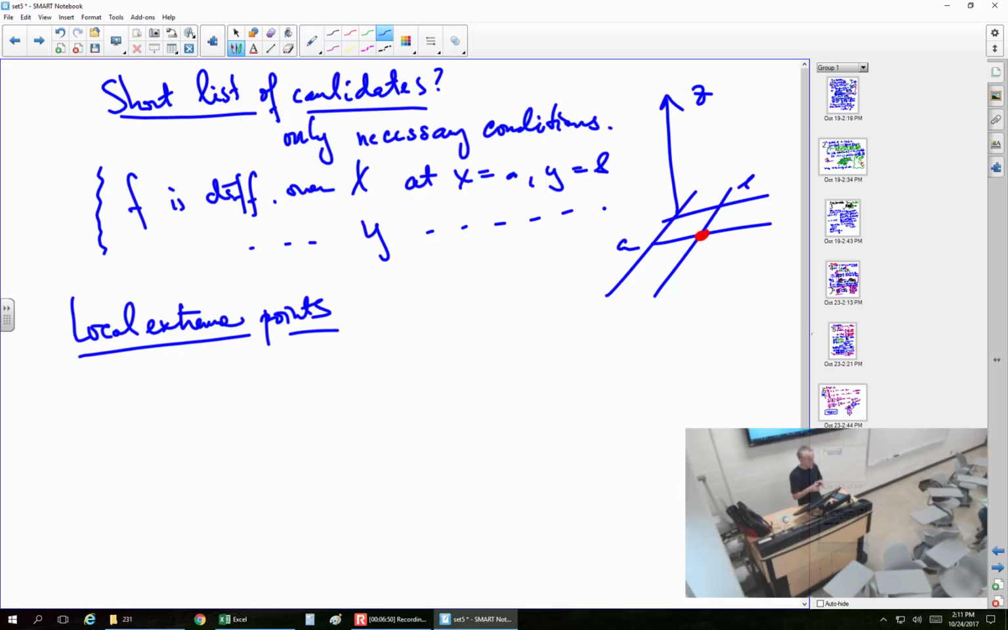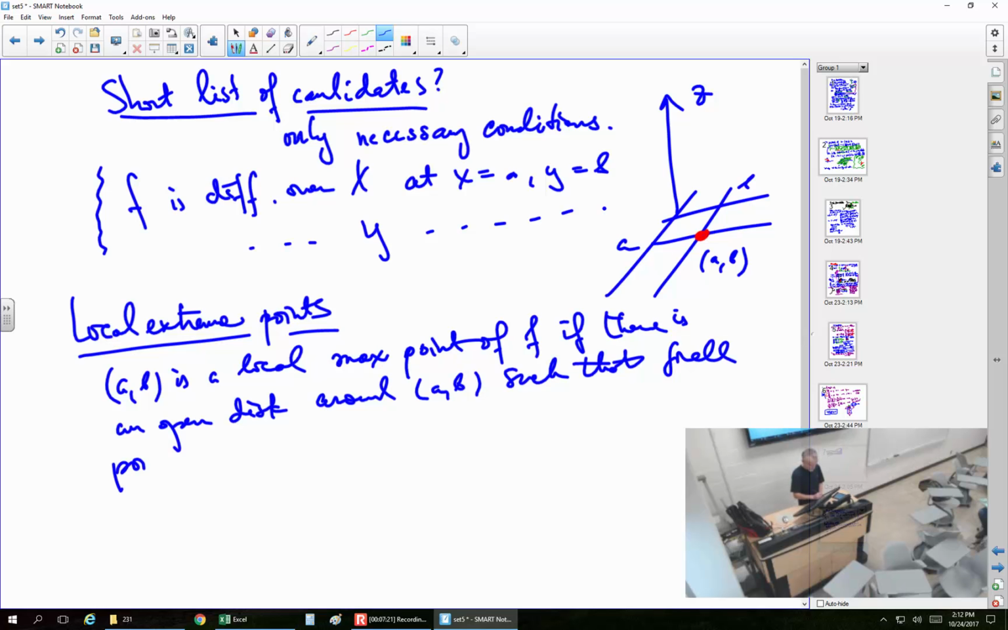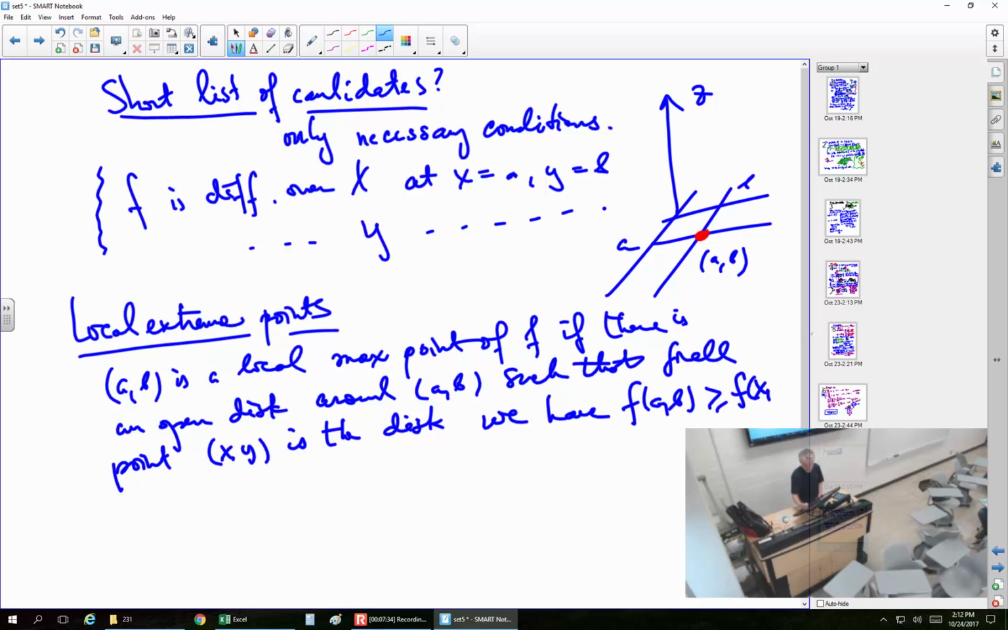A local extreme point means that there is an open disk around the point (a, b). So (a, b) is a local max point of f if there is an open disk around (a, b) such that for all points (x, y) in the disk, we have the same inequality: f(a, b) is larger than or equal to f(x, y).